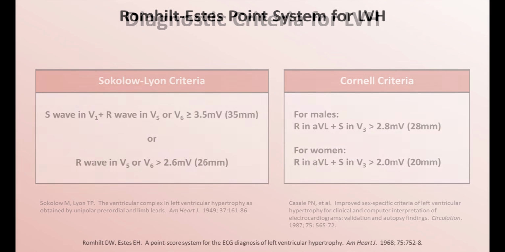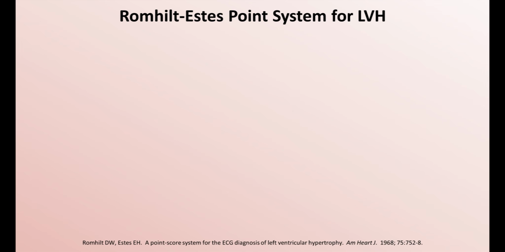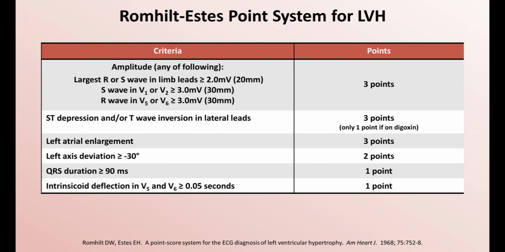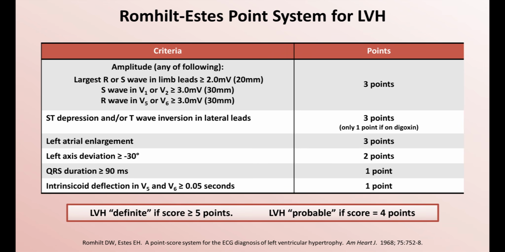To address the observation that many other EKG findings can be present in patients with true LVH, Romhilt and Estes developed a point system. As you can see, various features on the EKG are given either 1, 2, or 3 points. If the total score is 5 or more, they suggest that LVH was essentially definite, while if the score is 4, LVH was probable.